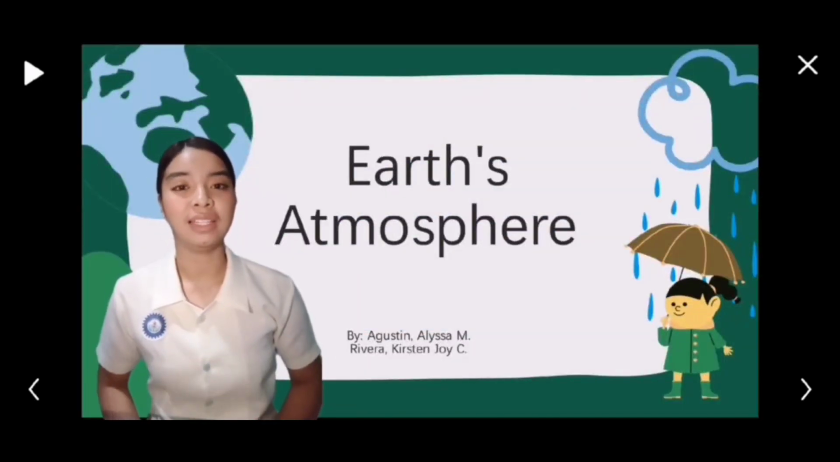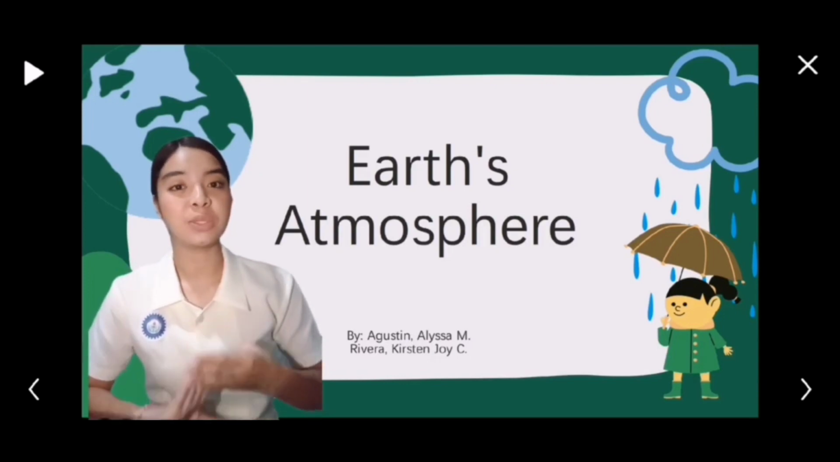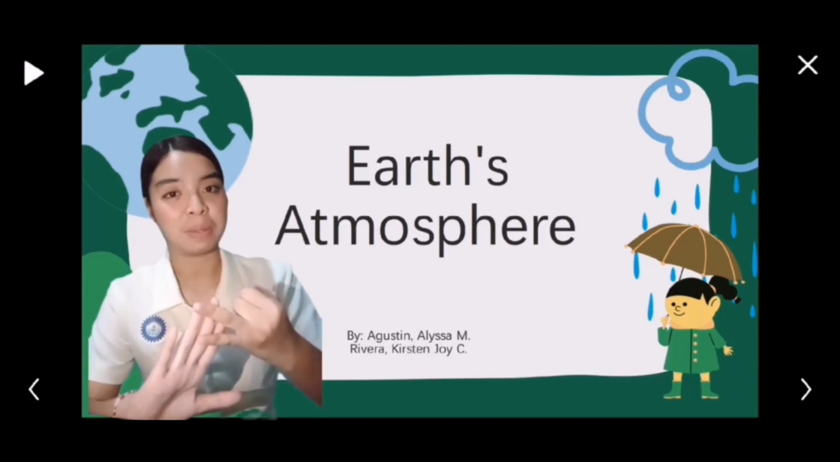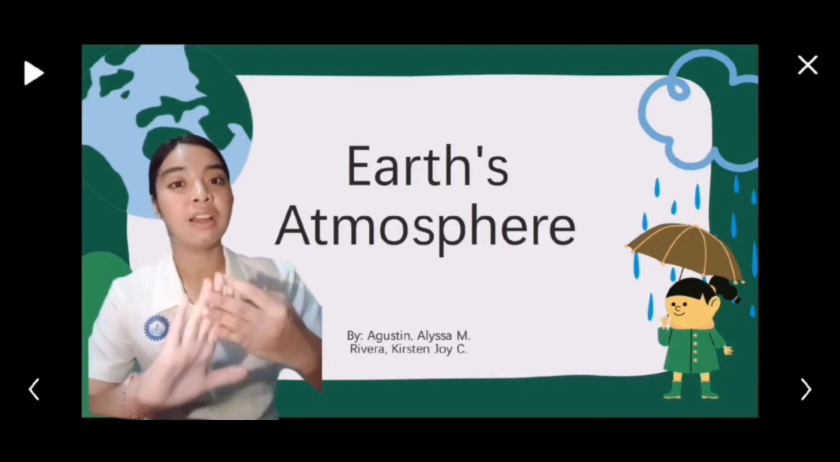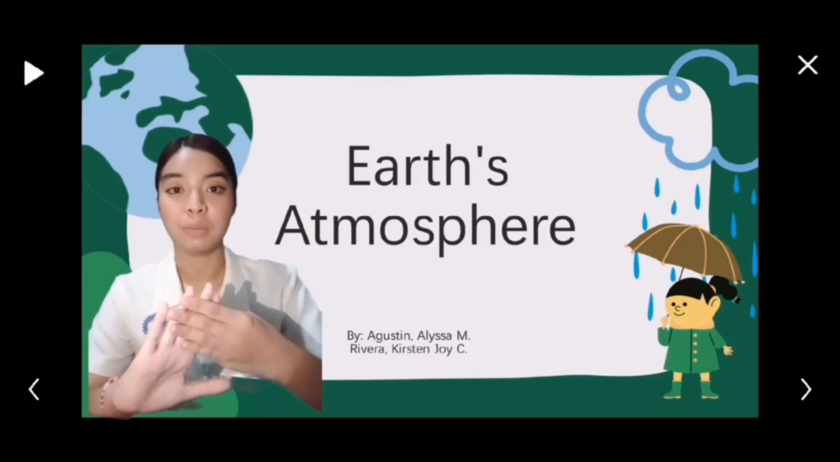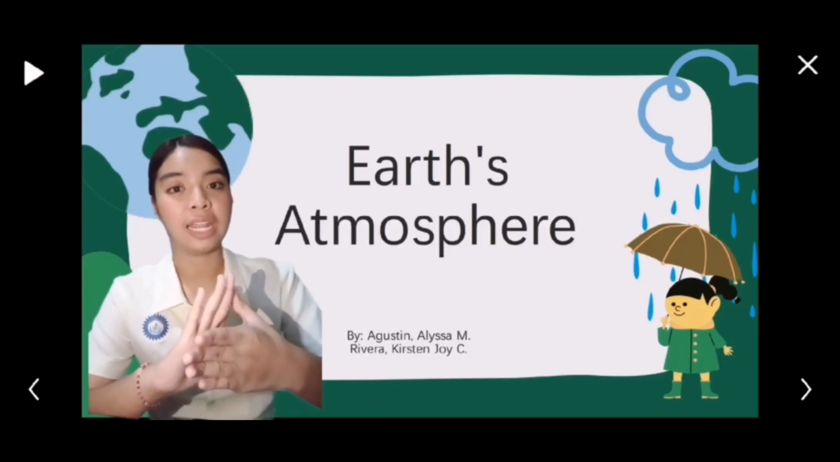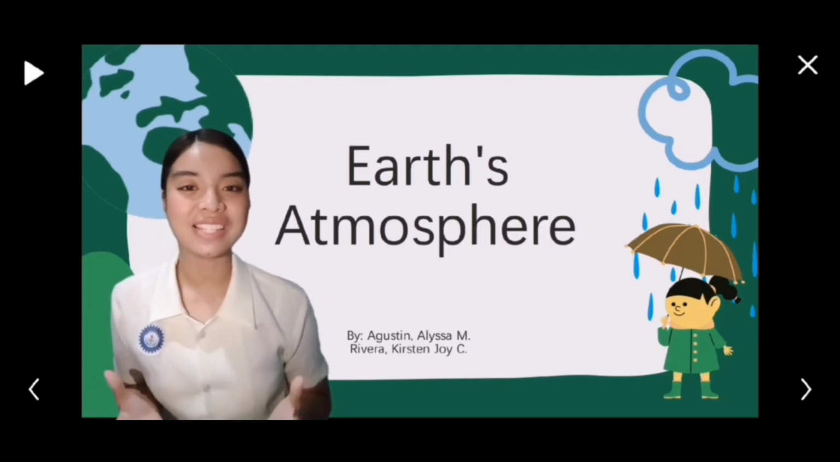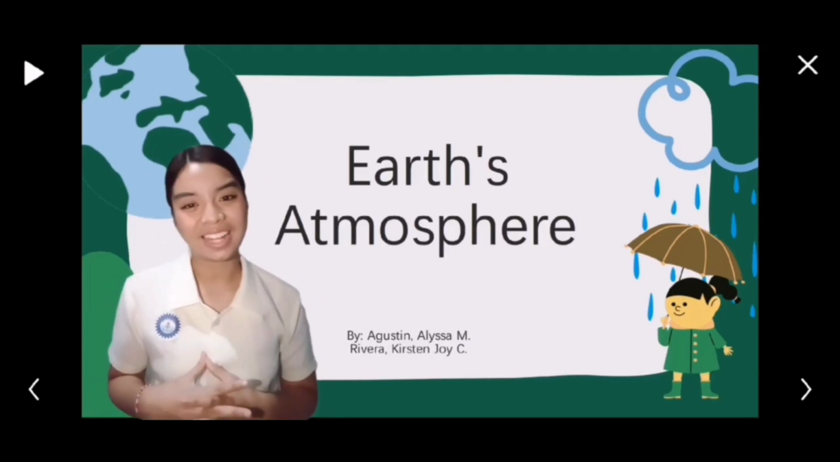We already tackled the different layers: first is the troposphere, second is the stratosphere, third is the mesosphere, fourth is the ionosphere or the thermosphere, and fifth is the outermost layer of the Earth's atmosphere, which is the exosphere. So let's continue our lesson with Ms. Kirsten Rivera.